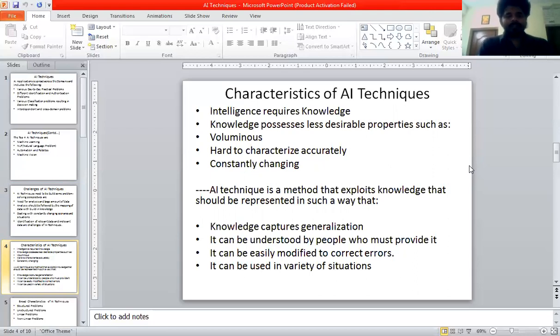And mainly artificial intelligence, the goal and characteristics, is used to correct errors, whatever the fault that occurs in either hardware or software. And mainly it can be used in a variety of situations that we are going to face, and whatever problem occurs according to the situation, we are going to solve it using artificial intelligence.